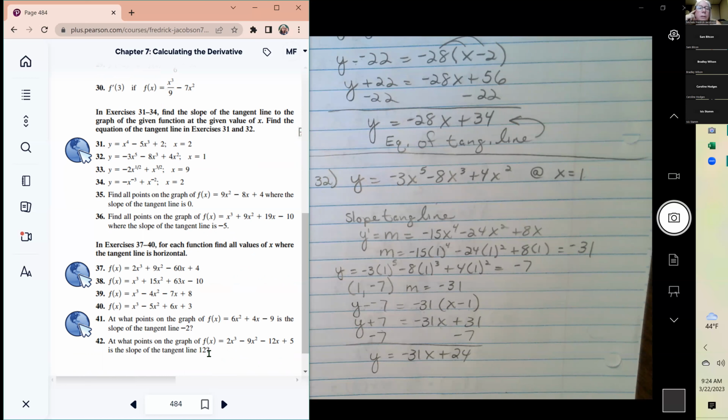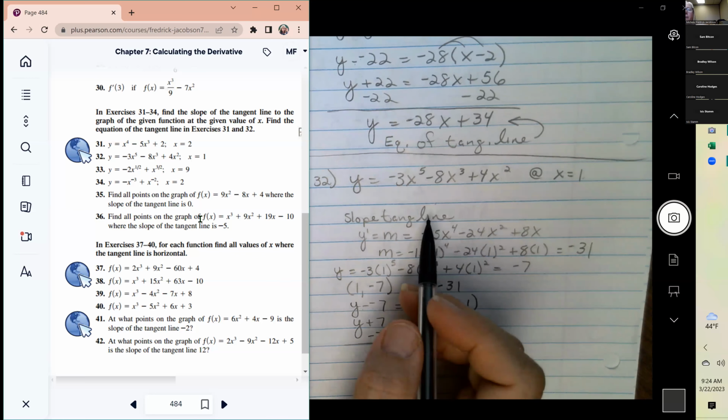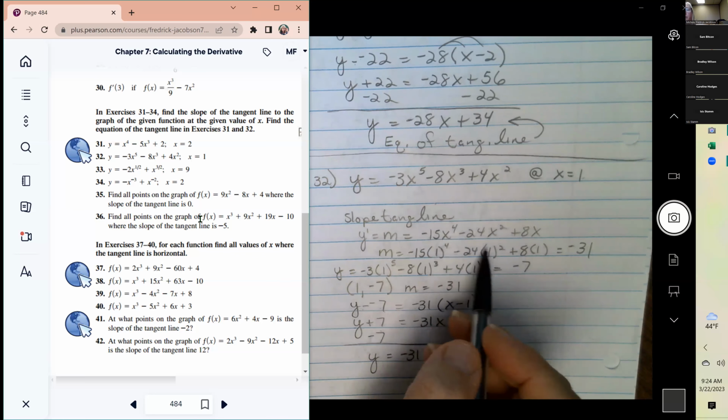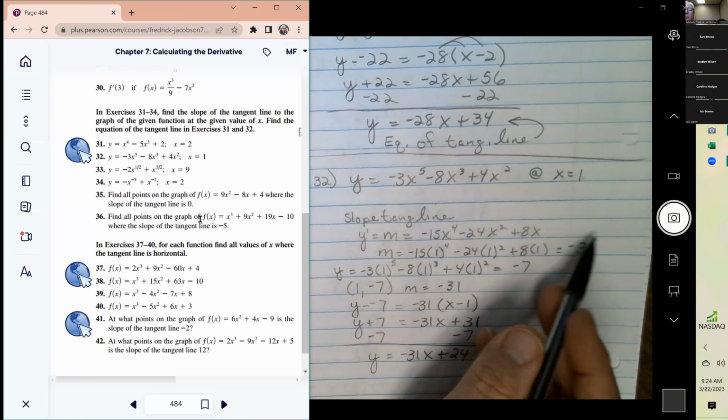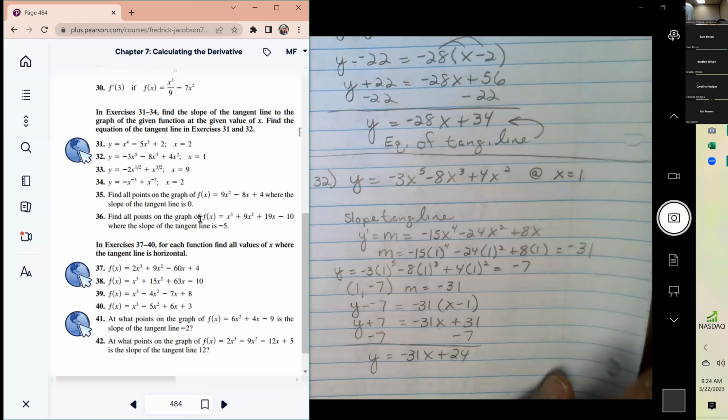Find all the points on the graph where the slope of the tangent line is 0. Okay, so number 35. Find all the points on the graph where the slope of the tangent line is 0. Well, remember the slope of the tangent line is just taking the derivative. And if you want to know where it's 0, then you just set it equal to 0 and solve.